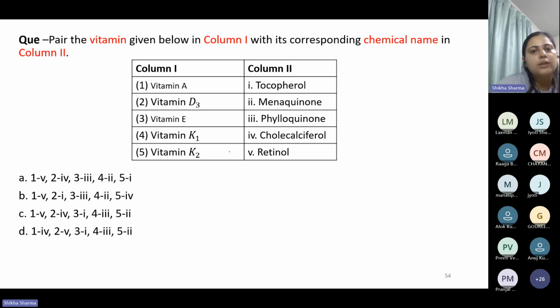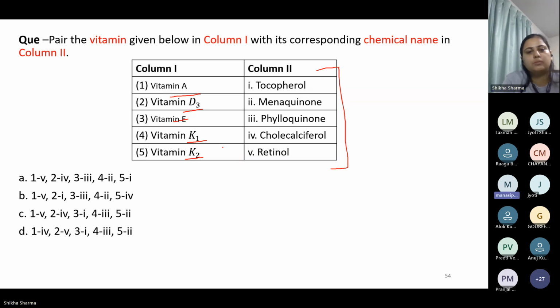Column 1 has different vitamins: vitamin A, D3, E, K1, K2, and column 2 has the chemical names: tocopherol, menaquinone, phylloquinone, retinol and cholecalciferol. We know the commonly used vitamins, vitamin A, D, E, K, but we do not generally pronounce their chemical names.